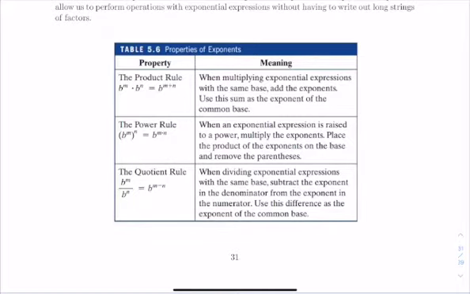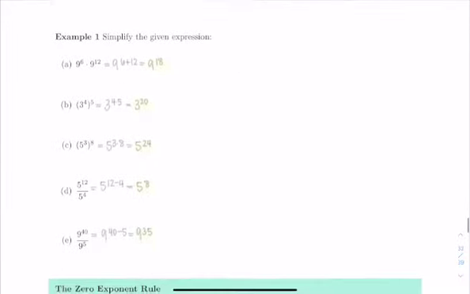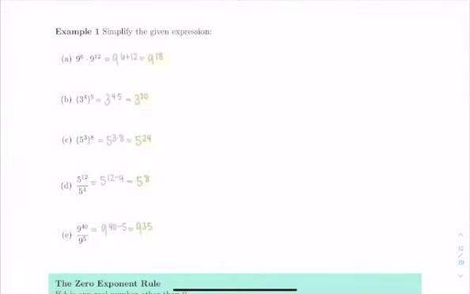So let's go ahead and try this with a few examples. We have 9 to the 6th times 9 to the 12th. Well, because we are multiplying here and we have the same base, we add the exponents. So we get 9 to the 6 plus 12, but 6 plus 12 is 18. And we'll just leave this in exponential form.